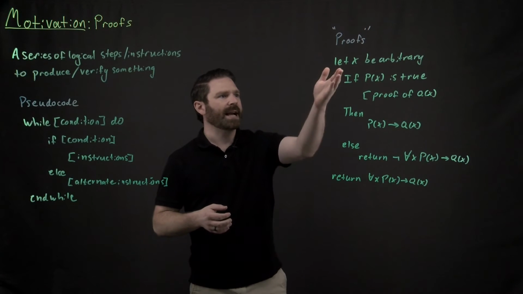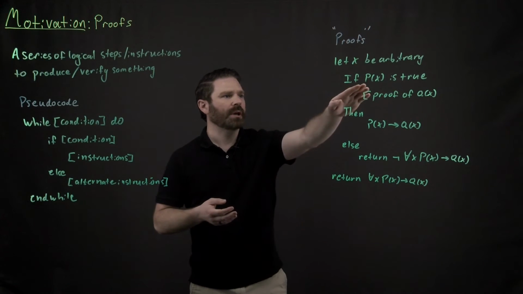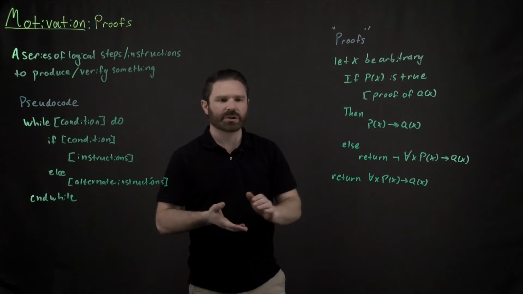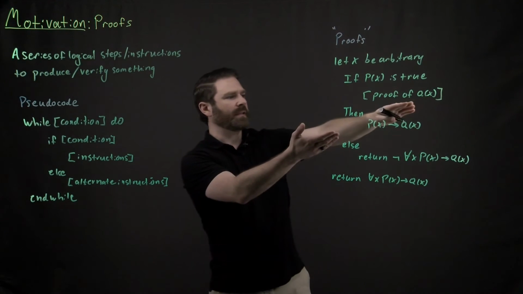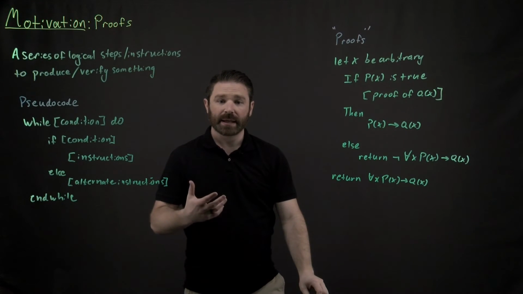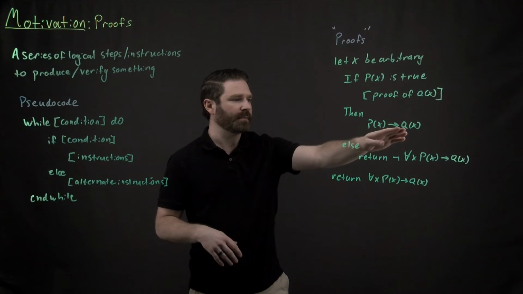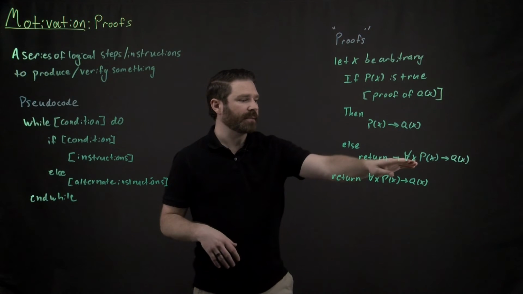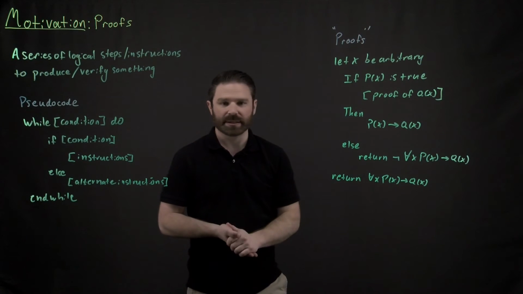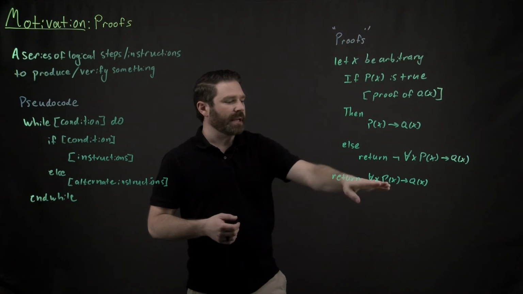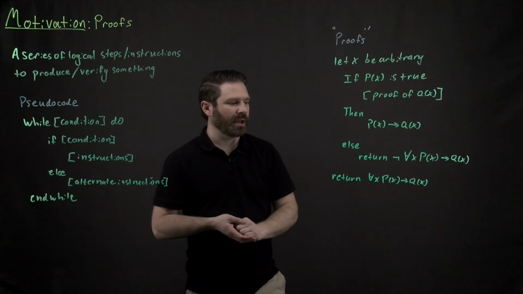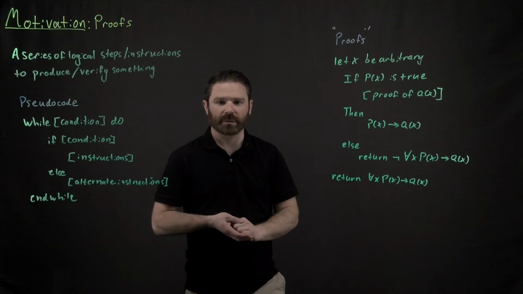We are letting X be arbitrary, and we have some sort of logical statement right here. If it's true, then we have to fill in the blanks and give a proof of Q of X, and then we have established that P of X implies Q of X. If not, we've established that it is not the case that for all X, P of X implies Q of X. And if we go through all this letting X be arbitrary, then we are able to establish that for all X, P of X implies Q of X right here.